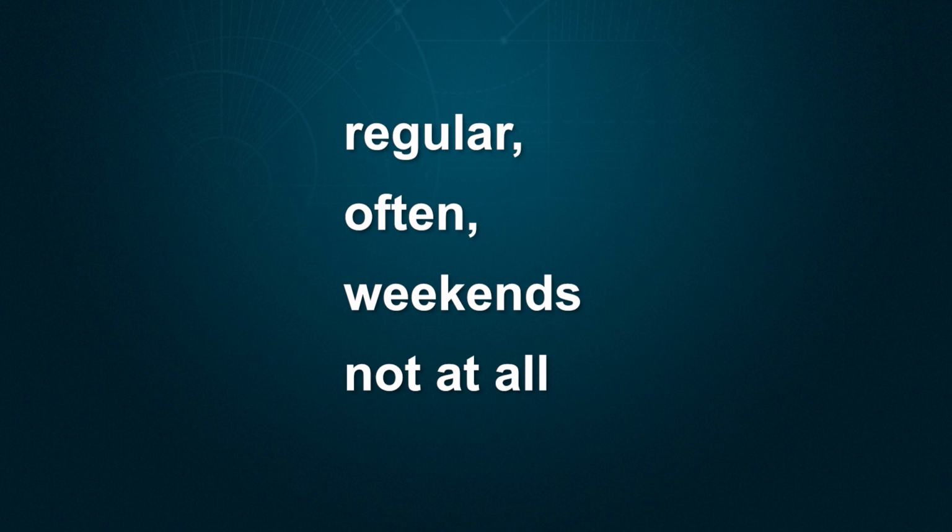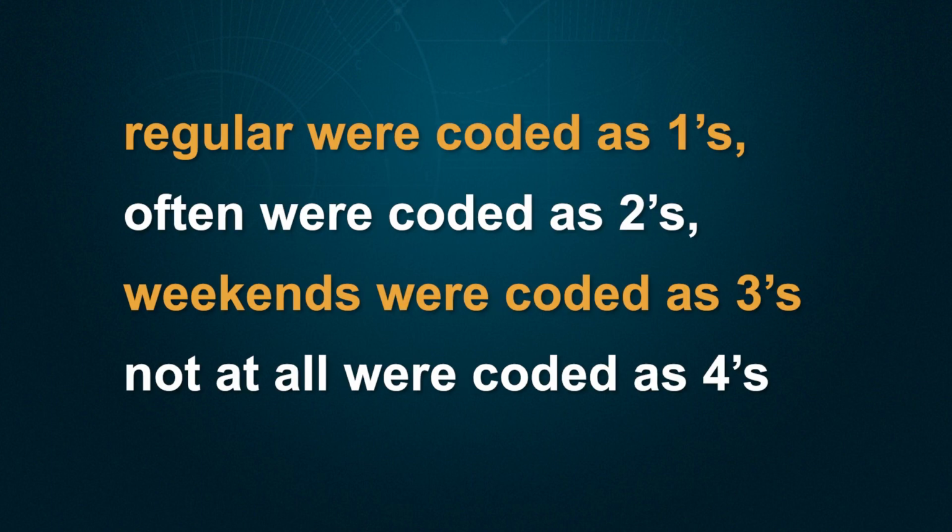Here, in this example, for the first question, the entries are regular, often, weekends, and not at all, where regular was coded as 1, often was coded as 2, weekends was coded as 3, and not at all was coded as 4. And for the second question, the entries are continuous.